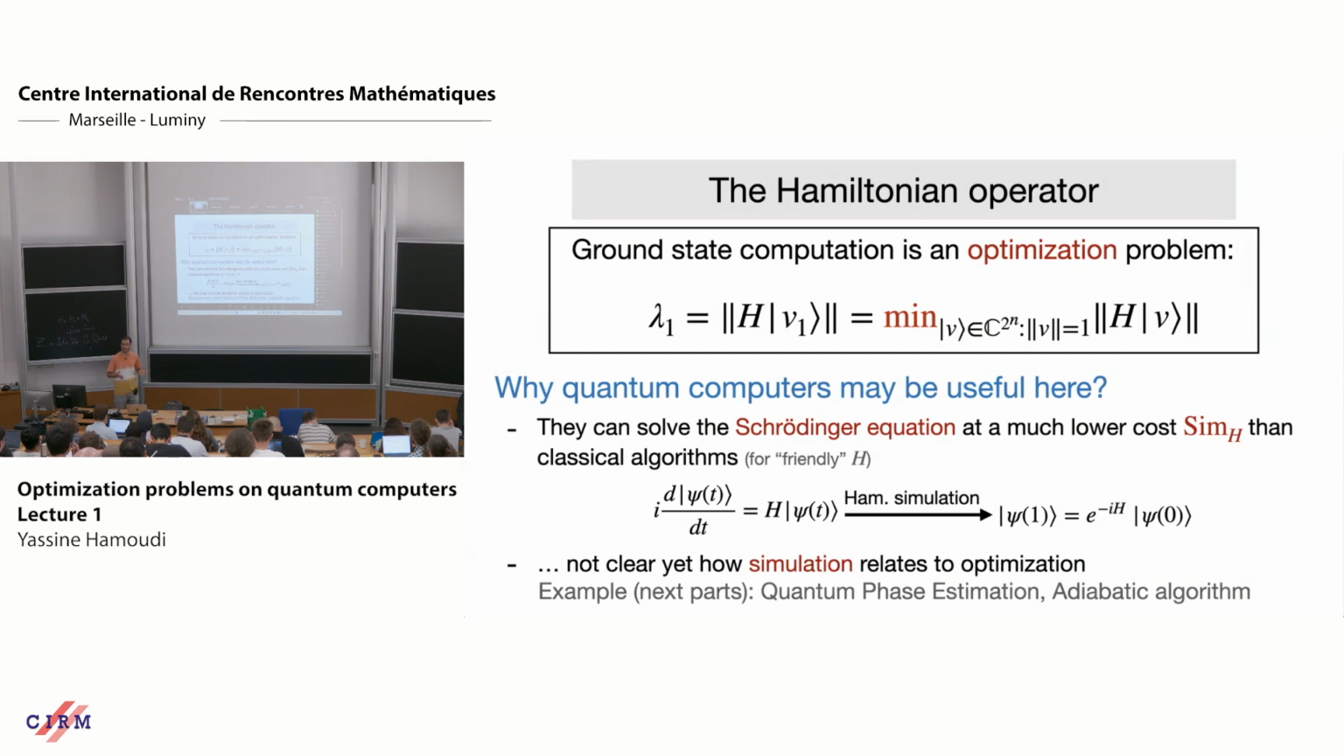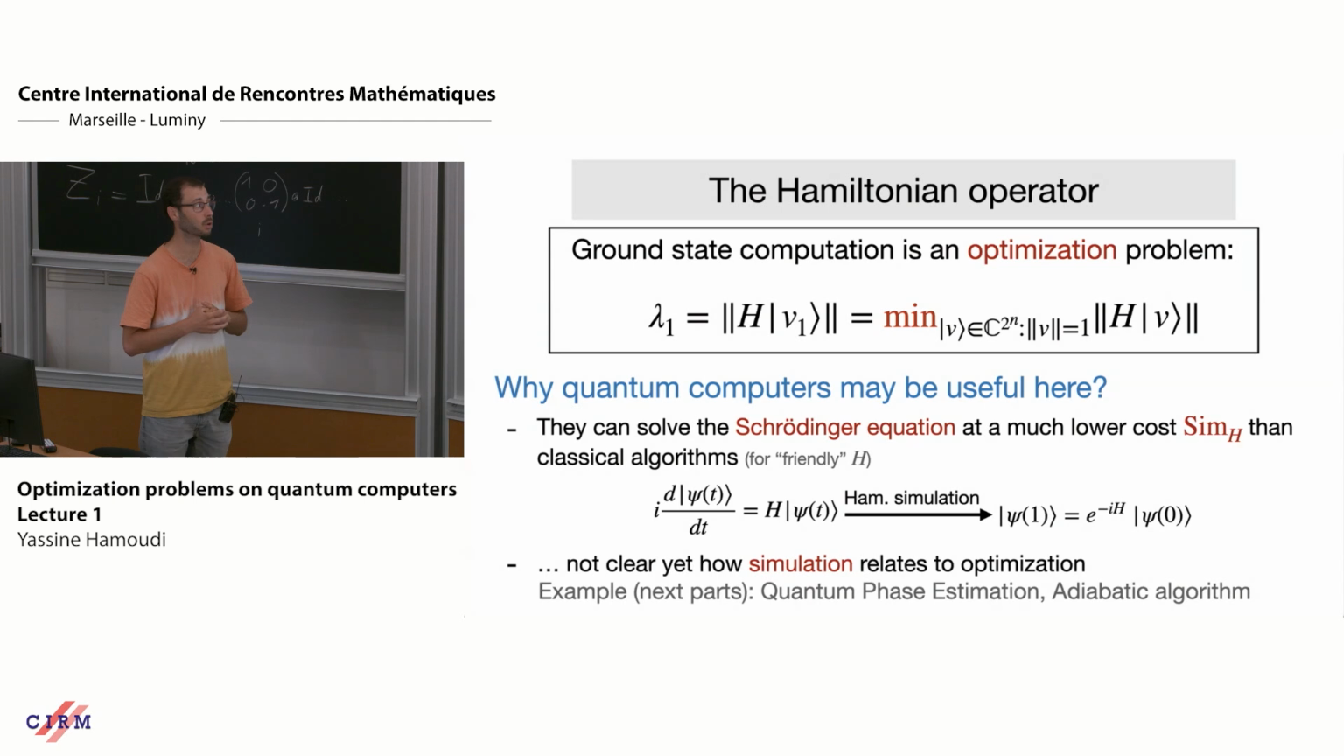Of course, simulation is nice, but you may ask, what is the connection with optimization? We know how to simulate H, but what does it say about computing the ground state? How to connect the two tasks? The next part is exactly about answering that question, connecting simulation with optimization. For that, we'll look at 2 optimization algorithms. One is quantum phase estimation, and the second one is the adiabatic algorithm.